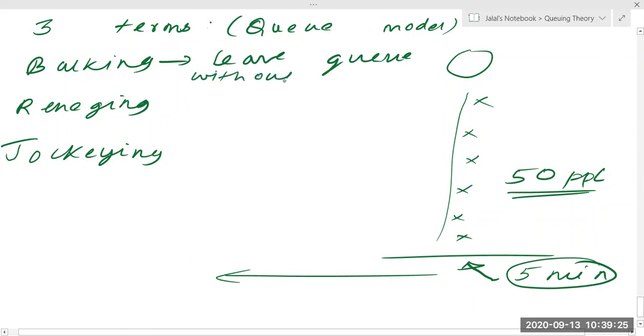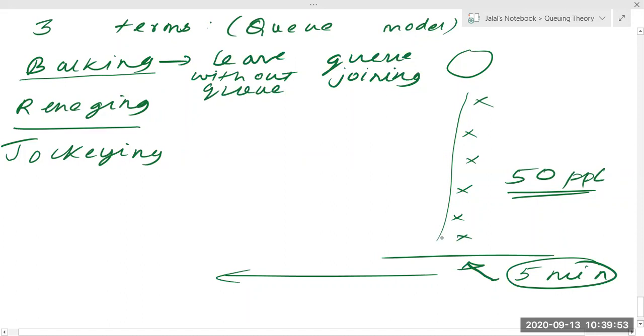Simple. This happens with everyone. I think we all have done balking. So if you leave the system without joining the queue, pre-assuming that your number is not going to come or you are not going to be served, such kind of queuing model is called a balking model. Okay? Yes, sir. Now I'll tell you what is the reneging model.